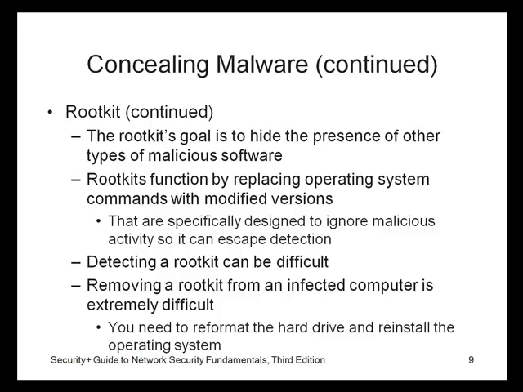A rootkit's goal is to hide the presence of other types of malicious software, and it functions by replacing the operating system commands with modified commands. One of the interesting ones here to change these things, anybody, let's go back to DOS. What's the order of execution of the BAT, COM, EXE? Anybody remember? It's BAT, COM, EXE, isn't it? Something like that?